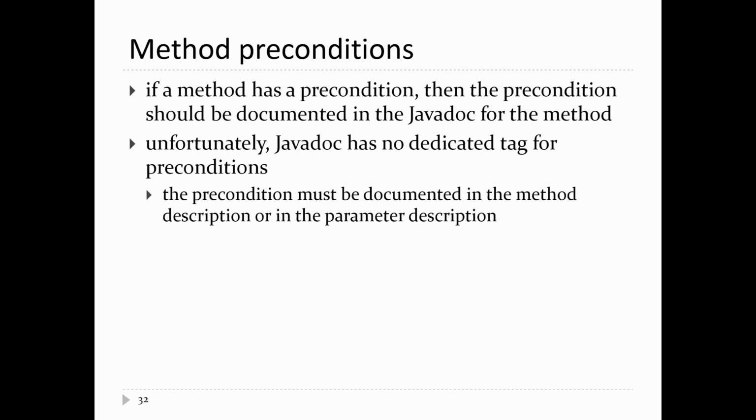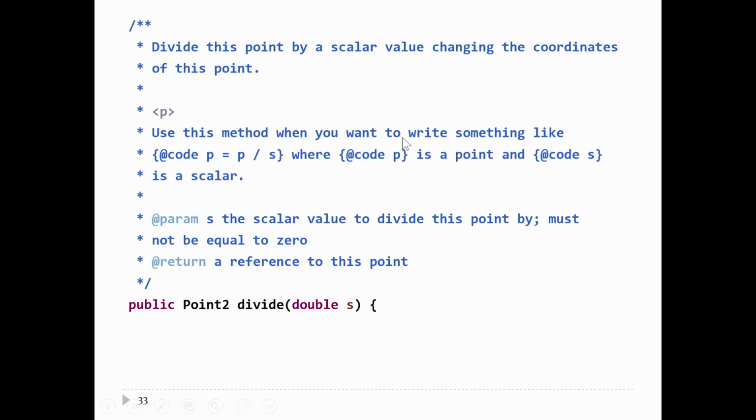So if a method has a precondition, that should be documented. When you write the documentation for your method, as part of the contract for the method, you have to tell people, hey, you can't divide by 0. So in your Javadoc, where you document the parameter, you might write something like, that value must not be equal to 0.